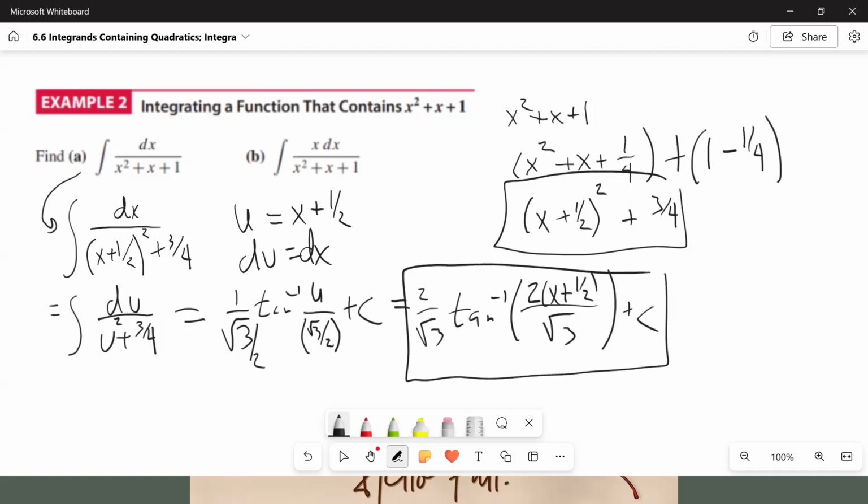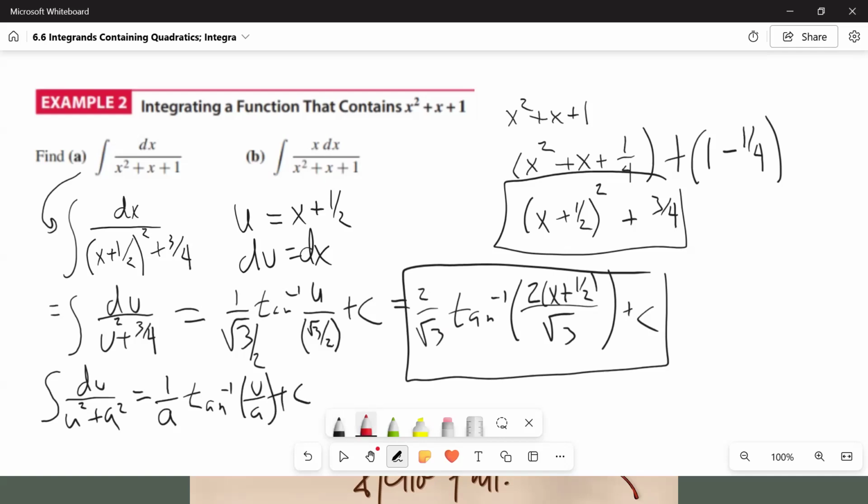Okay, now we use the rule that the integral of du over u squared plus a squared is equal to 1 over a tangent inverse of u over a plus c.